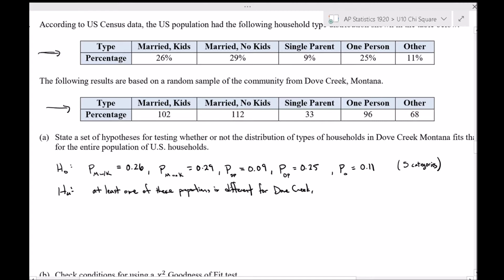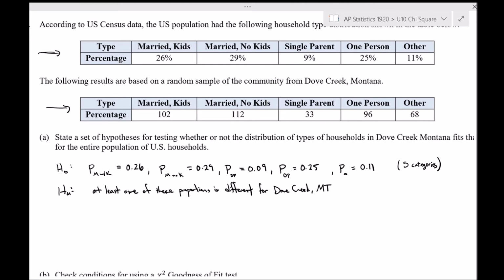And Montana, I don't remember, I think it's MT, the abbreviation. So I'm being lazy, I could just write out the word Montana, but the abbreviation I believe is MT. So those are our two hypotheses.